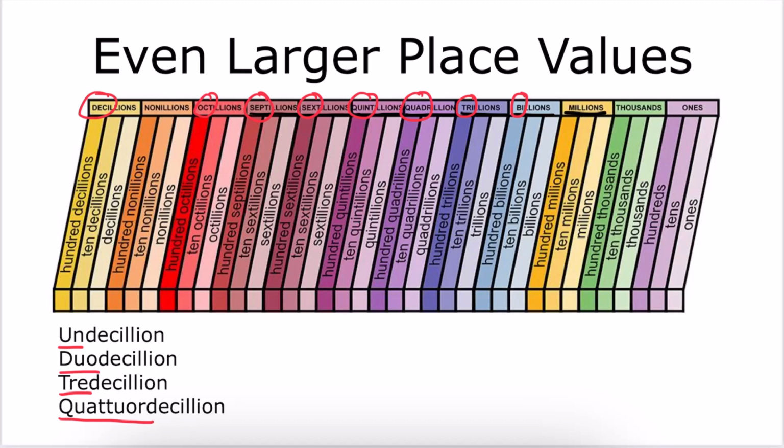So this is how our number system works. And our number system is based on the number 10, because 10 ones becomes a 10, 10 tens becomes 100, 10 hundreds becomes 1,000, and so on and so forth. But there are also other number systems that are based on other numbers.